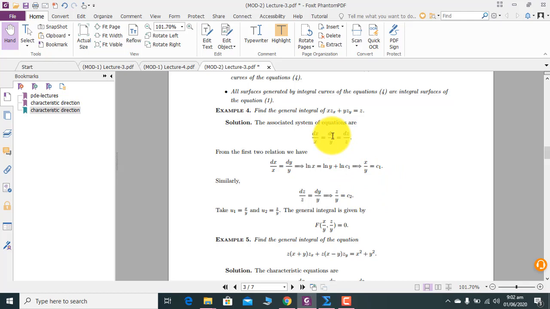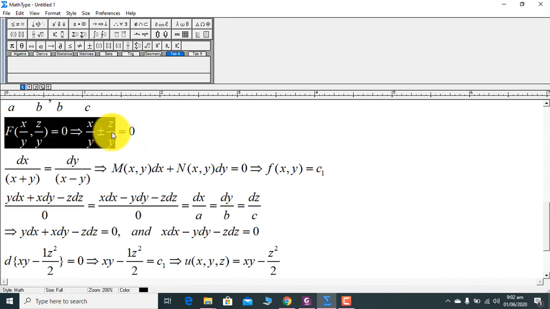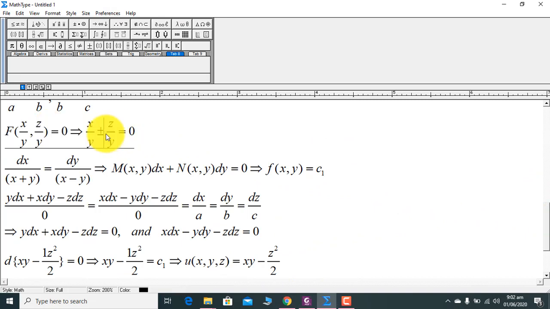Similarly, you can equate the second and third. You can integrate both sides and get z over y is c2. This is called v, and any relation of them equal to 0 is your required solution. Now what I am trying to explain is what this relation can be. This relation can be x over y, or u plus v equal to 0, or u minus v equal to 0, or any other relation. But in general we write f of u, v equal to 0.